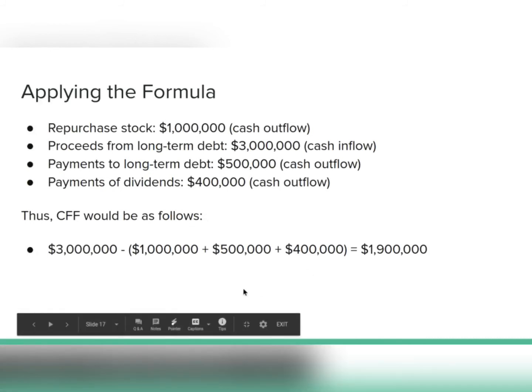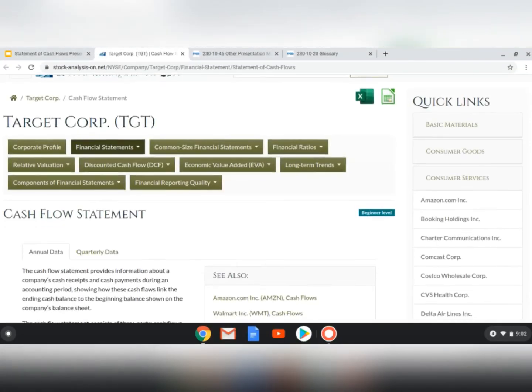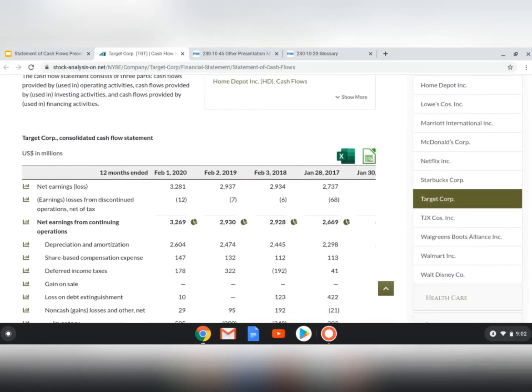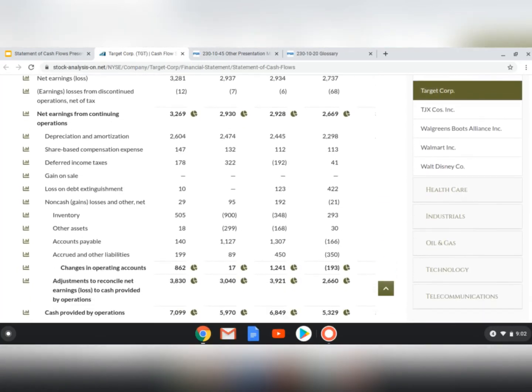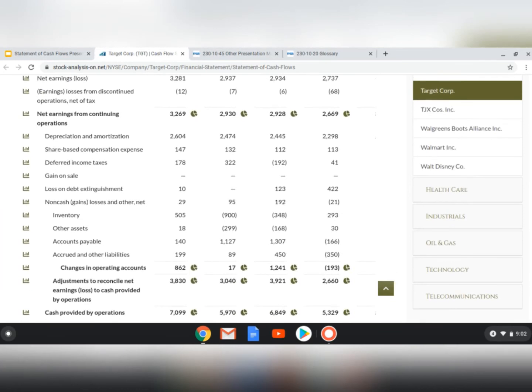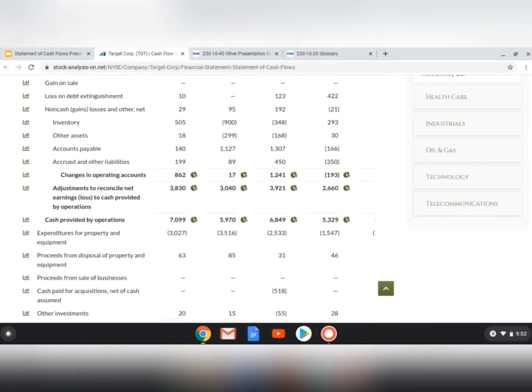All right, and we also want to show you an example of a statement of cash flows. So we looked at Target, and we'll pull it up for you guys. Target has their statement of cash flows for the last 4 years. So you have 2017, 18, 19, and 20, and obviously we're in 2020 now. I just wanted to show you that they have, just like how we just discussed, a real world example so you can see how it's applied.